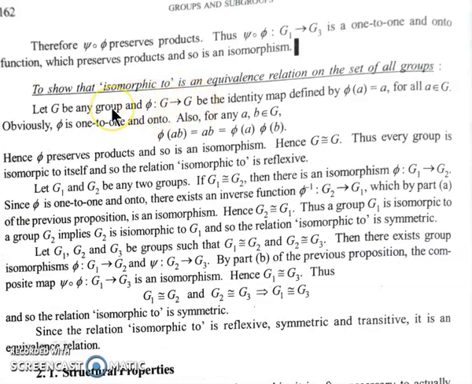For that, let G be any group and phi from G to G be the identity function. That is, phi maps any element of G into that element itself. Then this phi being an identity function, we know that it is both one-one and onto. Now phi of AB is equal to, by definition phi of A is A, therefore phi of AB is AB. That is equal to phi of A into phi of B.